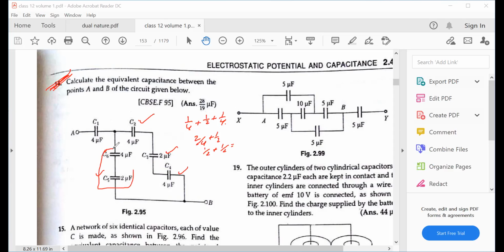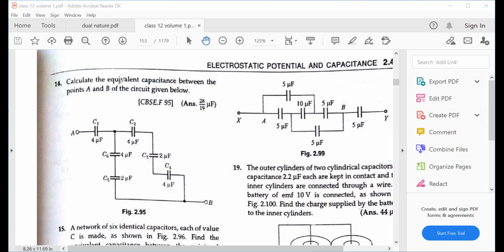Here also it is series connection, so it is 1 by 4 plus 1 by 2. I'll take it as 2 by 4. So it is 3 by 4. When you reverse it, it is 4 by 3. So again these two are in parallel connection, and in parallel connection you add both, and after that you are going to get the series connection for these capacitors. So just take this one, try to do it.